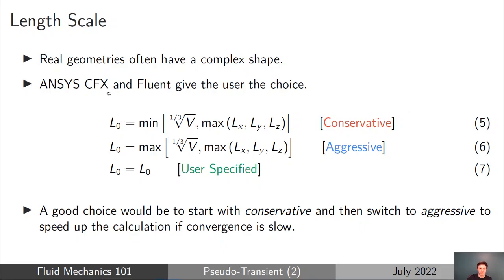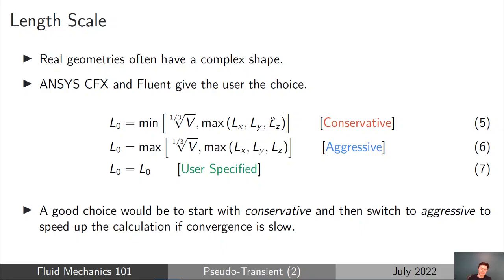And this is the reason why some CFD codes like ANSYS CFX and ANSYS Fluent, if you choose to use the pseudo time step approach, often give you a choice of the type of length scale that you could be using. And you may see the options of conservative, aggressive, and user specified given to you as a user. And what they actually mean is that they're just different combinations of the two choices that we saw in the previous few slides. So if we thought about the conservative case, then the CFD code will take whichever is smaller of the cube root of the cell volume and the maximum length of the domain.